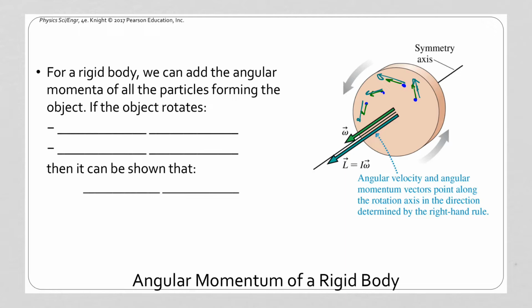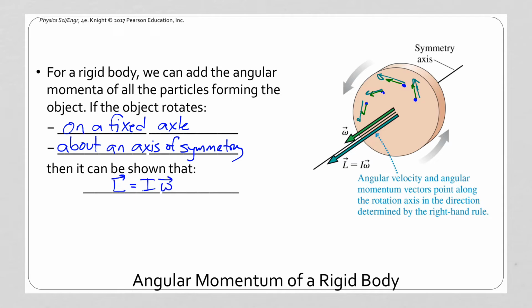The point is that if the object rotates on a fixed axis, so we have some sort of axle or something holding it in place, forcing it to rotate about a specific axis, or if it is rotating about an axis of symmetry, then for that limited case, that special case, we can say that the angular momentum is going to be I times omega, where I here is the moment of inertia about the given axis, and omega here is the angular velocity.